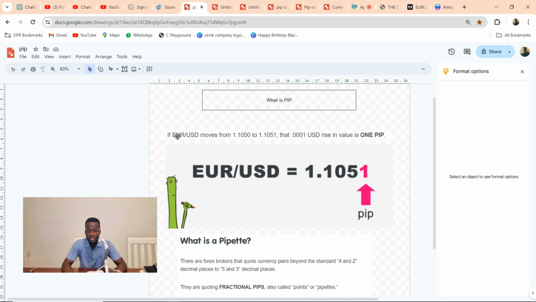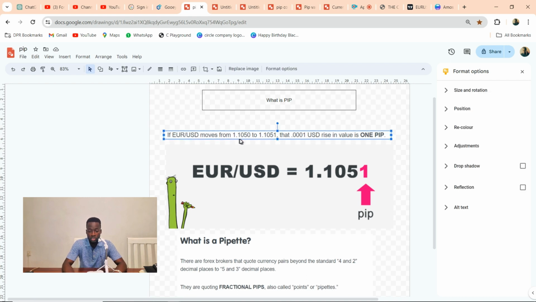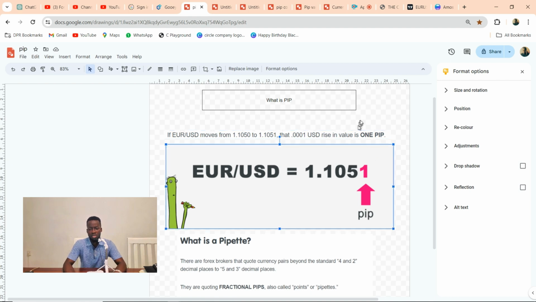If Euro USD moves from 1.1050 to 1.1051, that 0.0001 USD rise in value is 1 pip. That could be confusing. Let's use Naira. Normally we use Naira all the time.